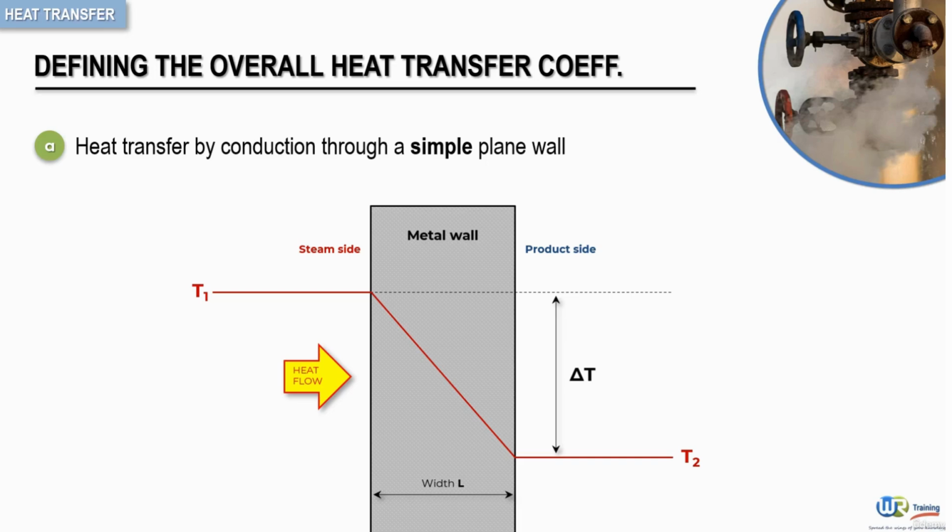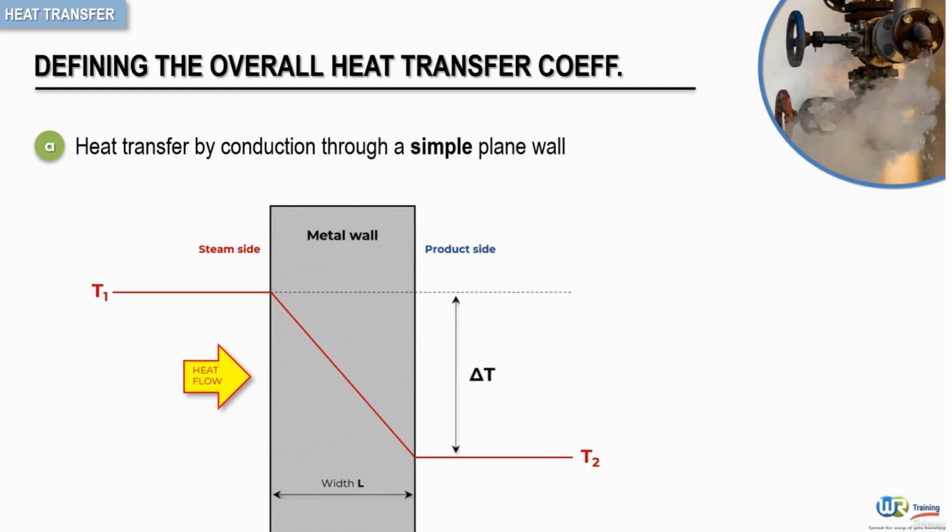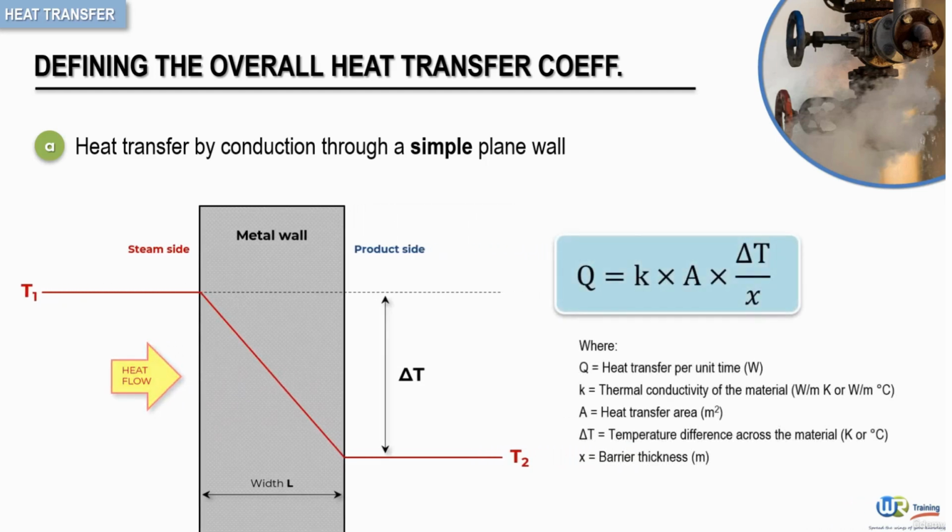Ignoring the possible resistance to heat flow at the two surfaces, the heat flow rate through the wall can be expressed as follows, where Q is the heat transferred per unit time. Small k is the thermal conductivity of the barrier. A is the heat transfer area, delta T the temperature difference across the barrier, and X the thickness of the barrier. Note here that the term barrier refers to a heat-resistive film, or the metal wall of a heat exchanger.